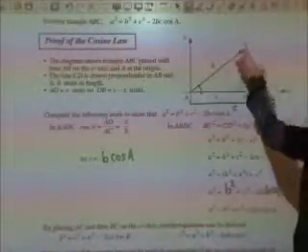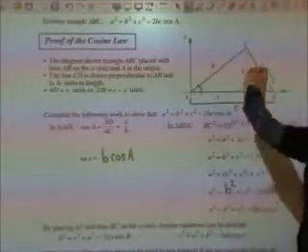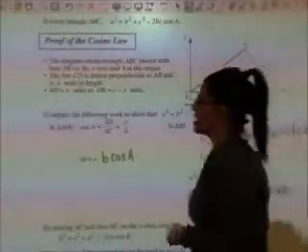B cos A. And there's my proof for the cosine law. Now, if I change this triangle around and I put BC on the x-axis and then I put AC on the x-axis, I get two other formulas. B squared equals C squared plus A squared minus 2CA cos B. And C squared equals A squared plus B squared minus 2AB cos C.